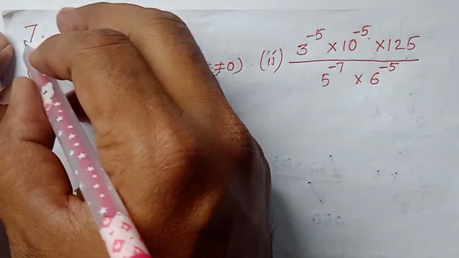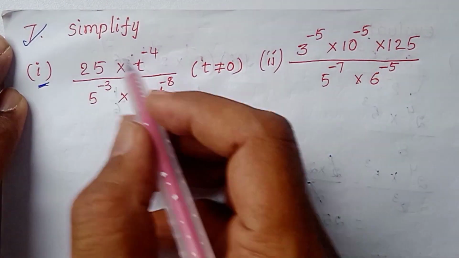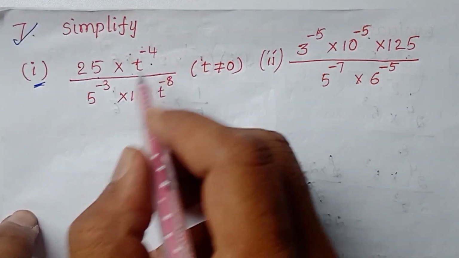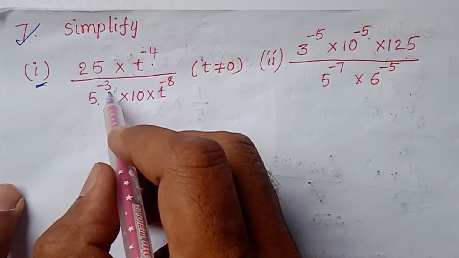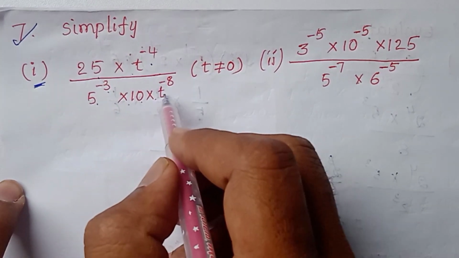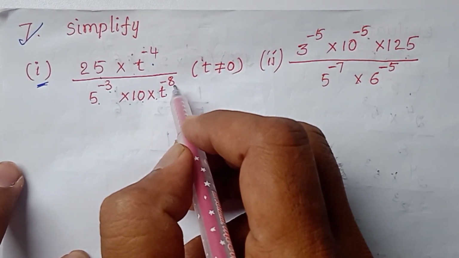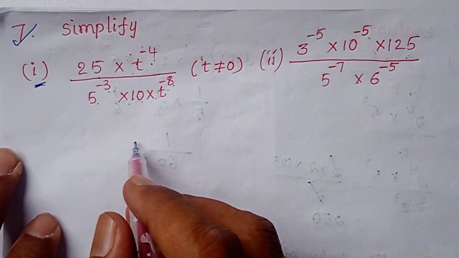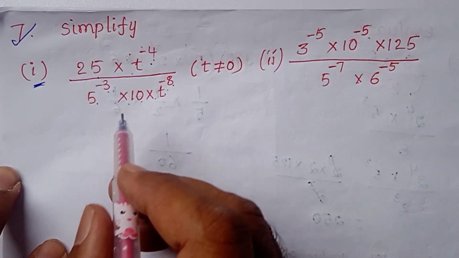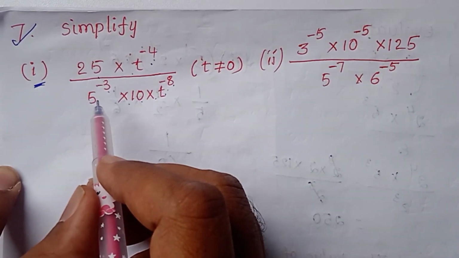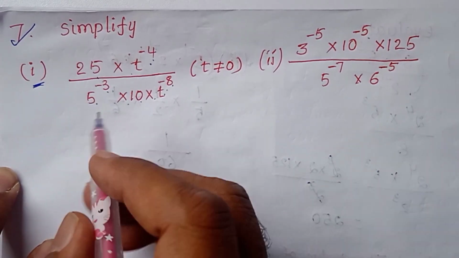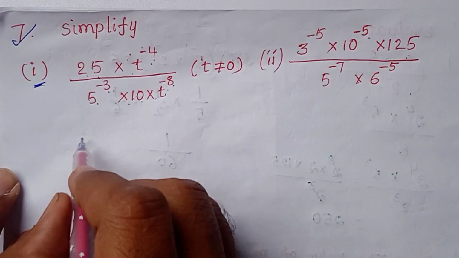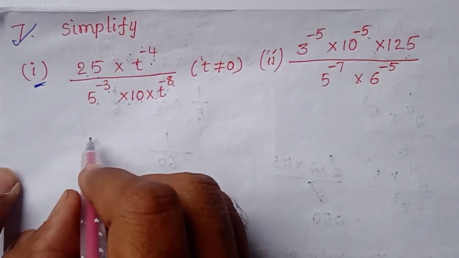Now see the seventh one here. The first one is 25 into t to the power of minus 4 divided by 5 to the power of minus 3 into 10 into t to the power of minus 8. Here, let us convert the negative exponents into positive exponents by changing the places, that is, numerator as denominator and denominator as numerator.